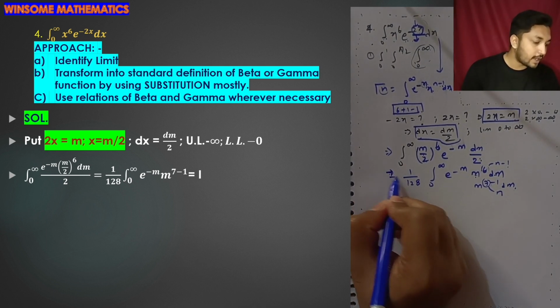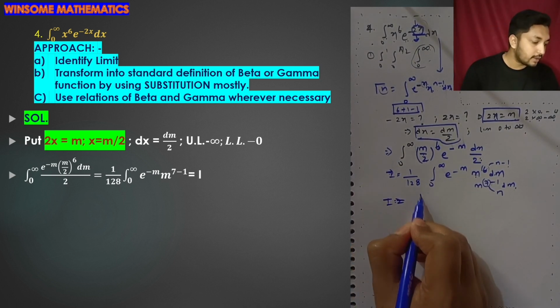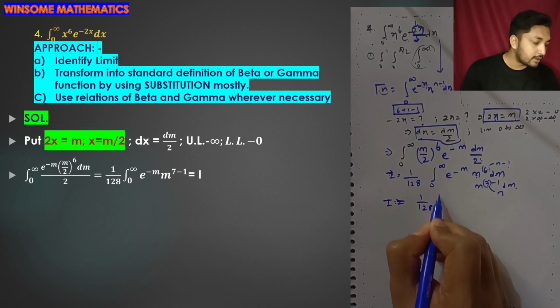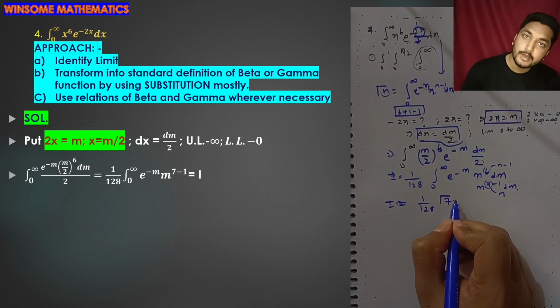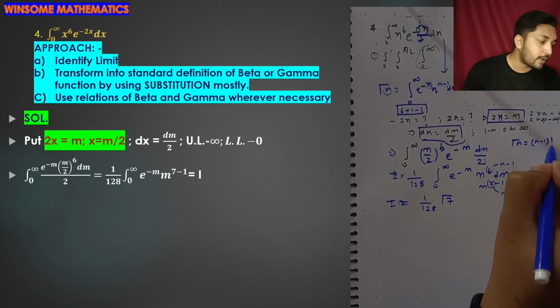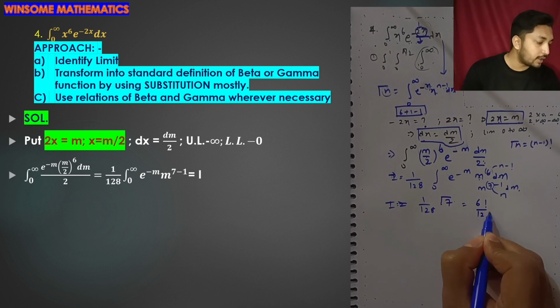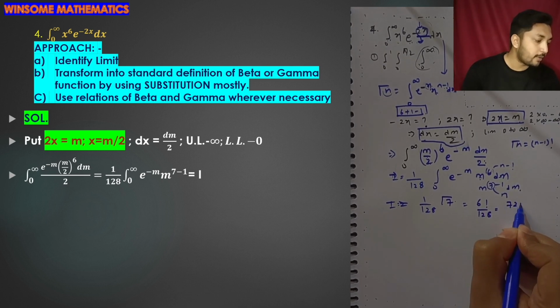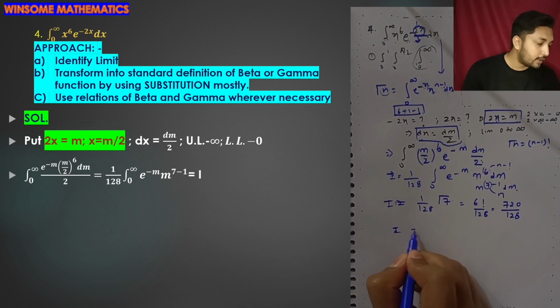So suppose this integration is I. Then I is equal to 1 upon 128 times gamma 7. And now how to solve gamma 7? Simple, because we know that gamma n is equal to n minus 1 factorial. So simple, 6 factorial upon 128. 6 factorial is 720, and this is 128. So we will solve it simply.